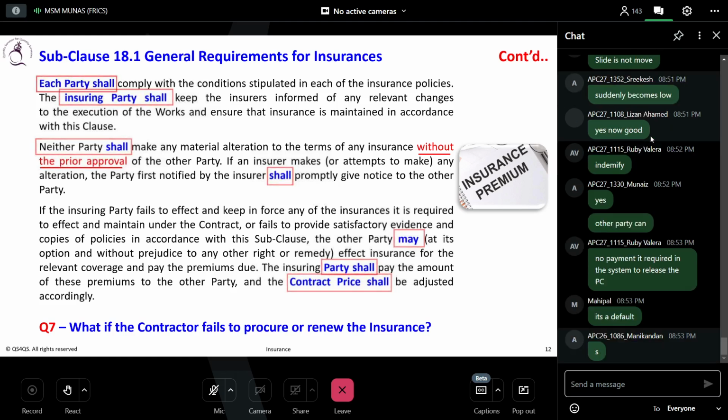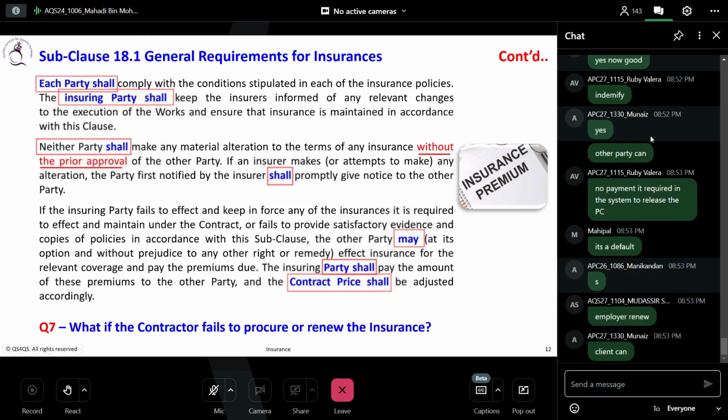What is your answer? The employer will buy this insurance or extend it, and he will deduct the cost from the contractor's payment. Yes.